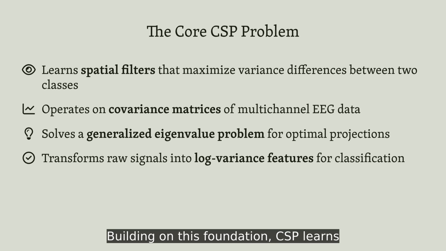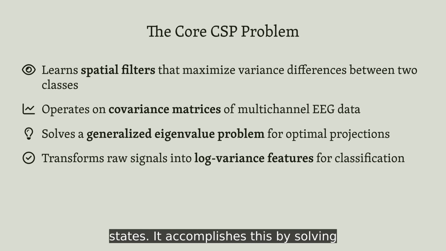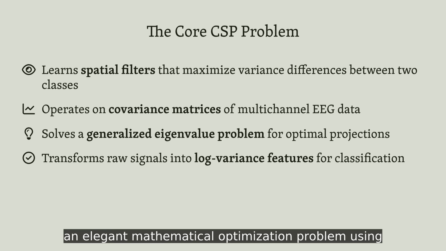Building on this foundation, CSP learns spatial filters that act like intelligent spotlights, highlighting the brain activity patterns that best distinguish between different mental states. It accomplishes this by solving an elegant mathematical optimization problem, using covariance matrices and eigenvalue decomposition.